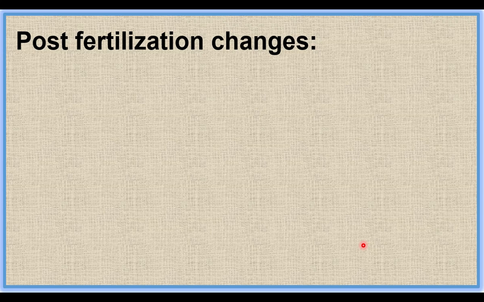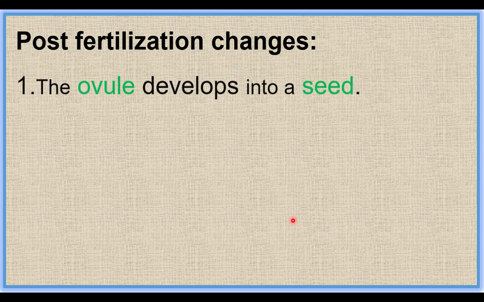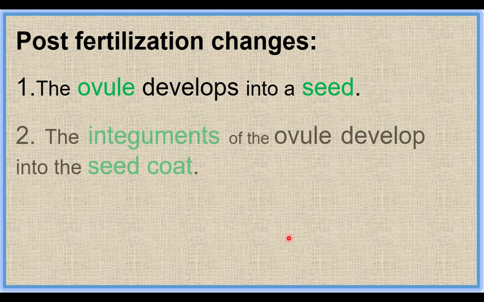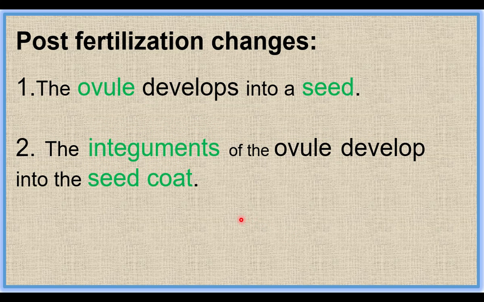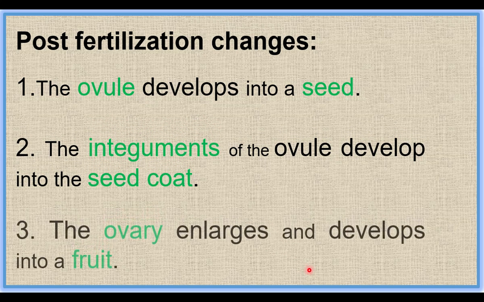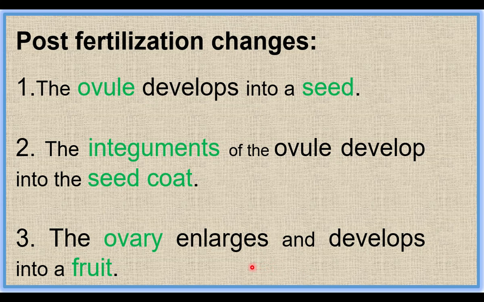After fertilization, the ovary develops into fruit. These changes occur after fertilization, so they are called post-fertilization changes. Now let us see the list of post-fertilization changes. The ovule develops into seed. The integuments of the ovule develop into the seed coat. The ovary enlarges and develops into fruit. Ovary becomes fruit. Ovule becomes seed.